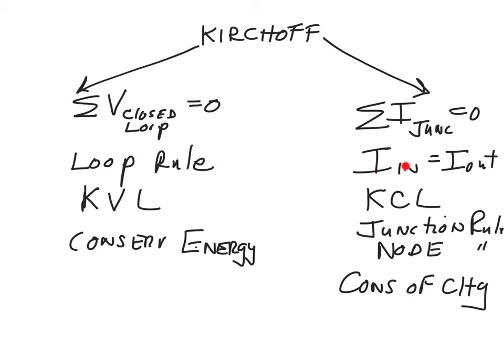The junction rule: currents in equal currents out, or the sum of the currents at a junction, entering is positive, exiting is negative, they're going to sum to 0. Same thing. Kirchhoff's current law, the junction rule or the node rule, and it's based on conservation of charge. Now we use these to write equations to solve circuits such as the one you were given in the exam.